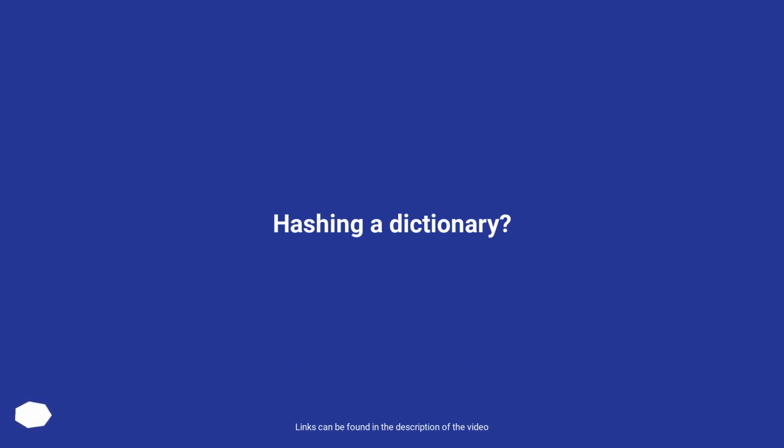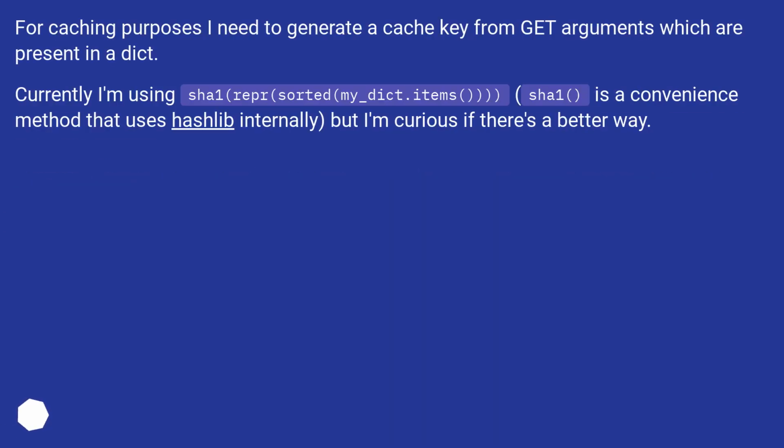Hashing a dictionary. For caching purposes I need to generate a cache key from GET arguments which are present in a dict. Currently I'm using sha1 on repr of sorted my_dict.items(). sha1 is a convenience method that uses hashlib internally, but I'm curious if there's a better way.